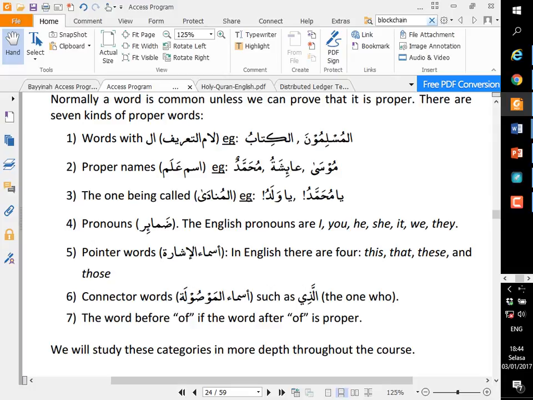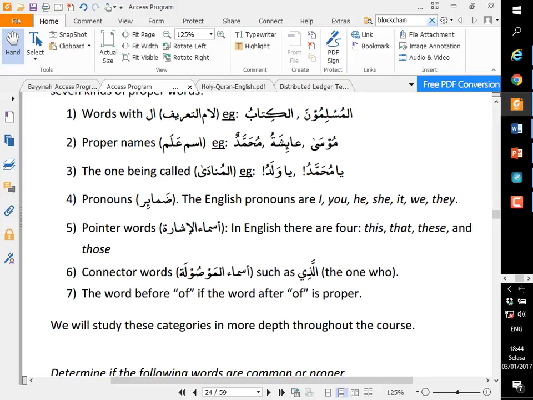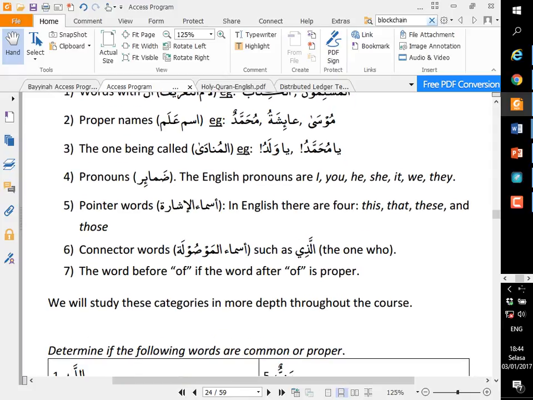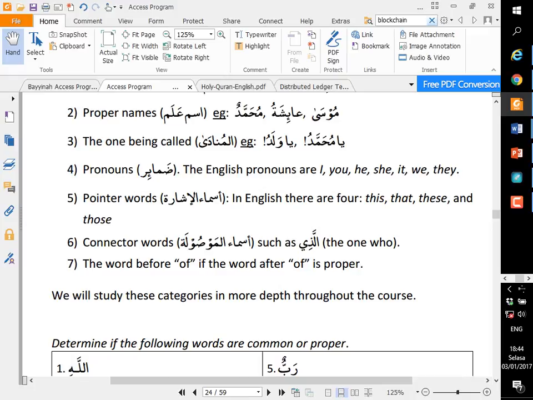Walad is son. Pronouns, so I, you, we, they, are proper, and pointer words, the words used like this, that, these, those, are also proper. And the connector words, the one who, are also proper. And the word before of: if the word after of is proper, like my phone, phone of mine, the word before is also proper. We will dig into it later when we learn about idafa.